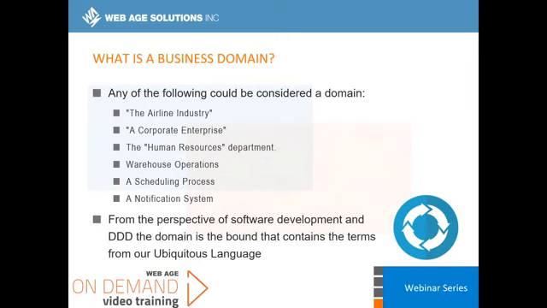When we talk about a business domain, the business domain is always something that is defined by or bounded by the terms of the ubiquitous language. That's a somewhat recursive definition, but the language of the domain has to come from the domain experts, and the domain has to be bounded by the ubiquitous language.